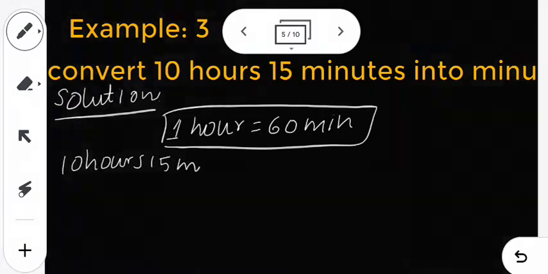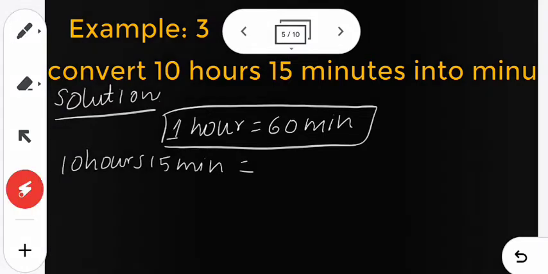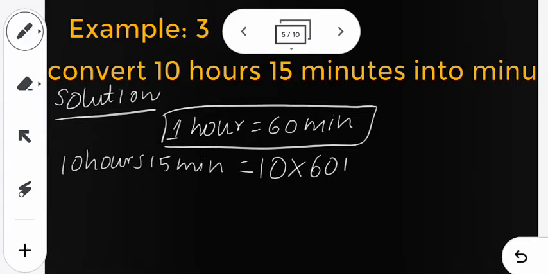15 minutes equal to... when you multiply, you will multiply the hours only. The 15 minutes is already in minutes, we are converting into minutes only. So you should not multiply the minutes, only the hours. This is also big to small, hours is big and minutes is small. So to convert the big one to the small one, you have to multiply. So you will multiply the hours by 60. So 10 into 60 minutes.